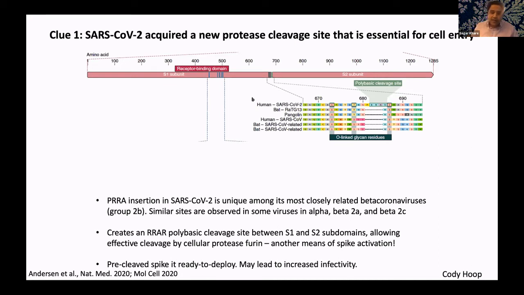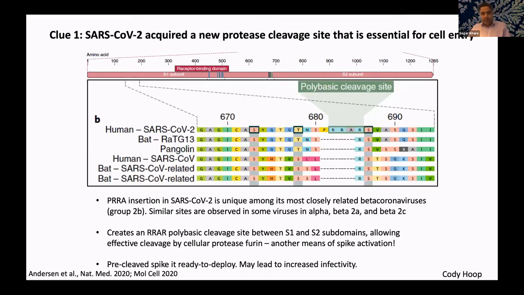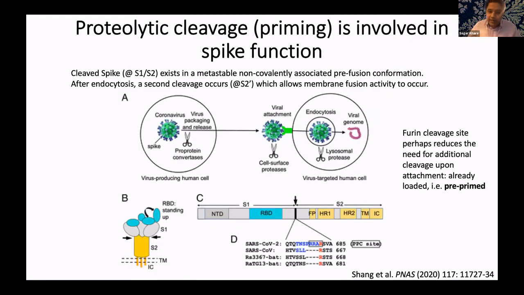One of the ideas is that perhaps this pre-cleaved spike, and I'll tell you what pre-cleaved means, will make it ready to deploy and might contribute to increased infectivity. So what do we mean by pre-cleaved? I told you the life cycle of the virus at the very beginning, and there is a step at the very end, which is the packaging of the virus. At the time of packaging, it is believed that there are certain proteases inside the cell, including furin, which can cut at their substrates and thereby activate the virus.